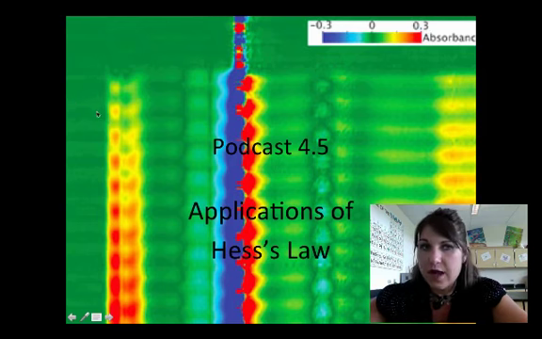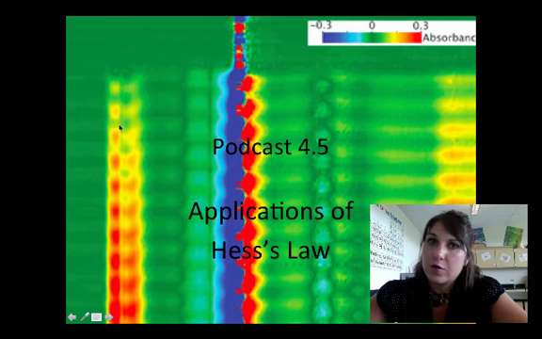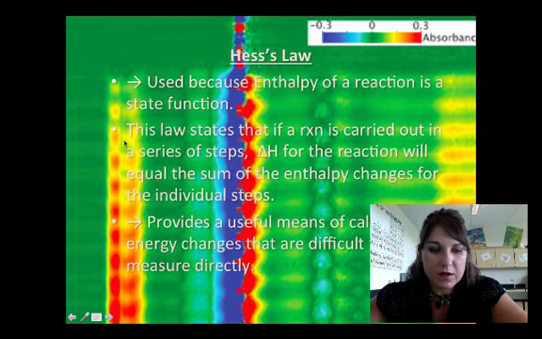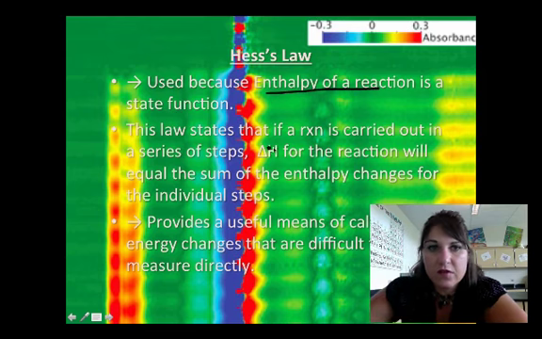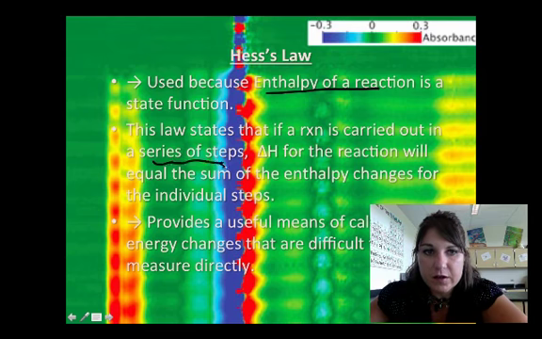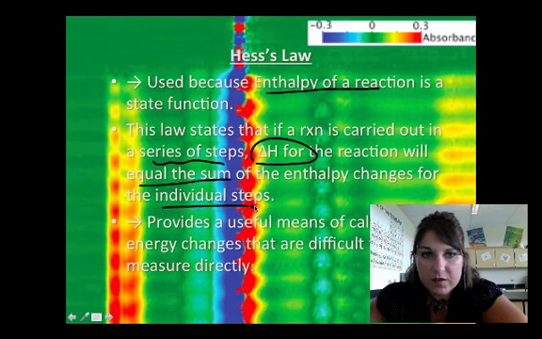We're going to look at some more applications of Hess's law that maybe you didn't get to work with last year, or maybe you did. Let's find out. What we know about Hess's law is this: the enthalpy of a reaction is a state function. So if a reaction is carried out in a series of steps, then delta H for the reaction will equal the sum of the individual steps.